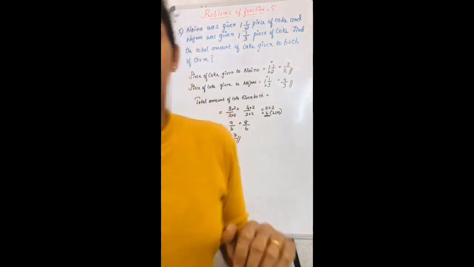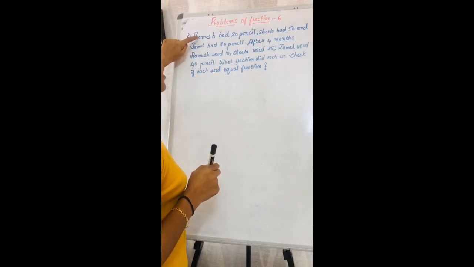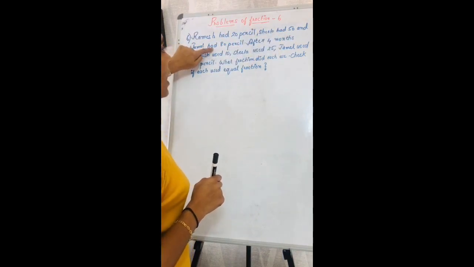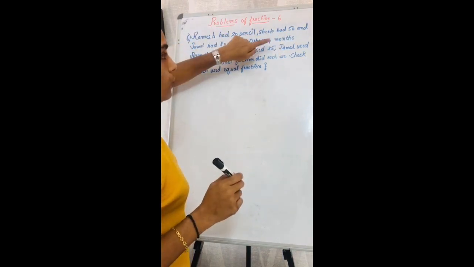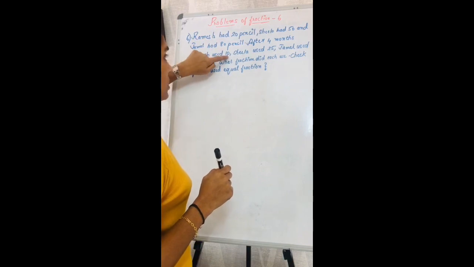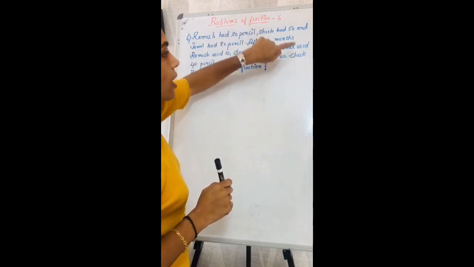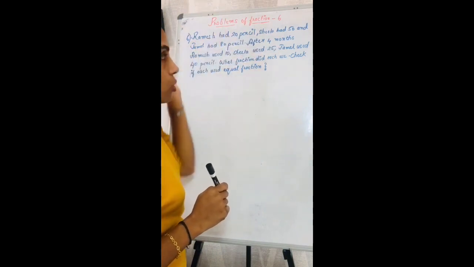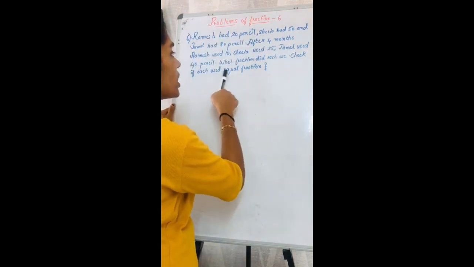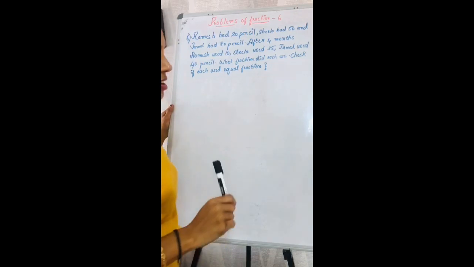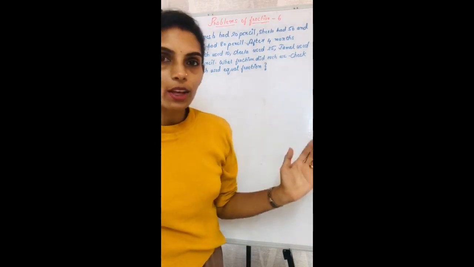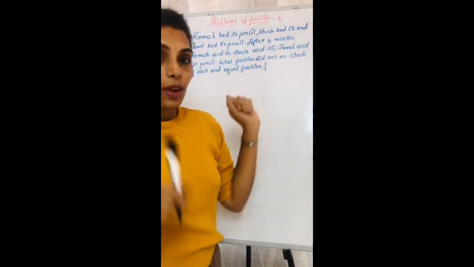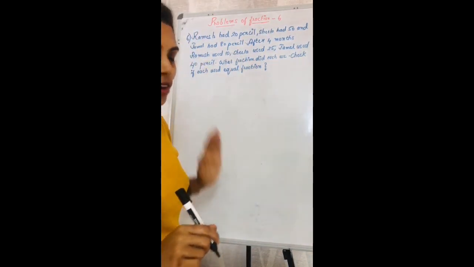That's all. Our sixth problem is: Ramesh had 20 pencils, Sheila had 50, Jamal had 80 pencils. After 4 months, Ramesh used 10, Sheila used 25, Jamal used 40 pencils. What fraction did each use? Check if each used equal fraction. So here you have got a big question, right? Your data is more. So in order to make it easy, just utilize your rough space.